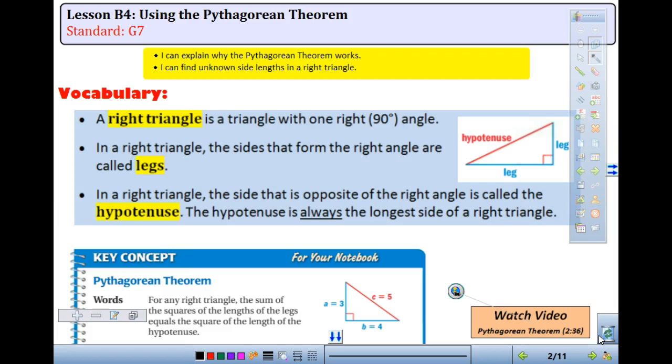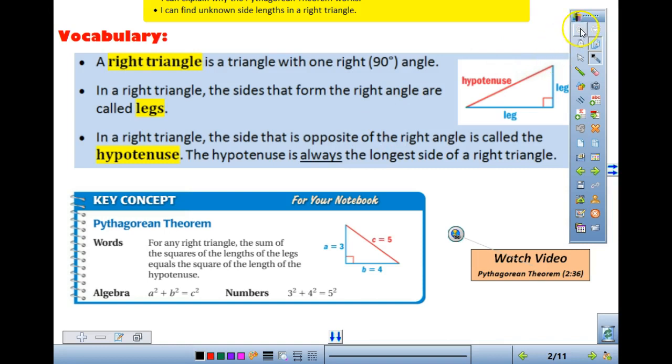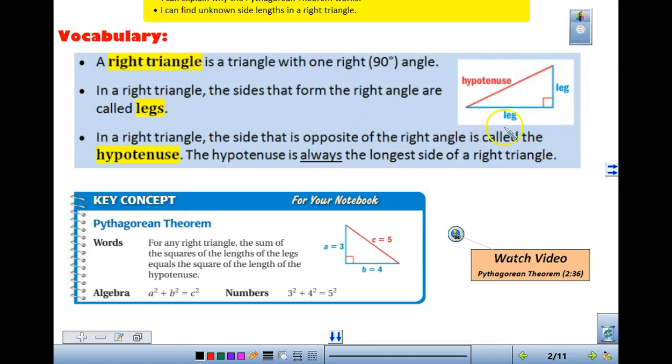All right, so if we are reading vocabulary, Cassidy, would you please read in our notes? In a right triangle, the sides that form the right angle are called legs. In a right triangle, the side that is opposite of the right angle is called the hypotenuse. The hypotenuse is always the longest side of the right triangle. So when you're solving with the Pythagorean theorem, keep in mind this is always the longest side. Always the biggest number across from your right angle, okay?